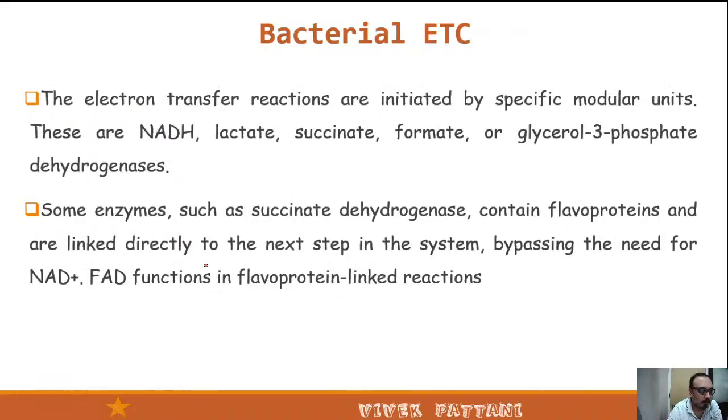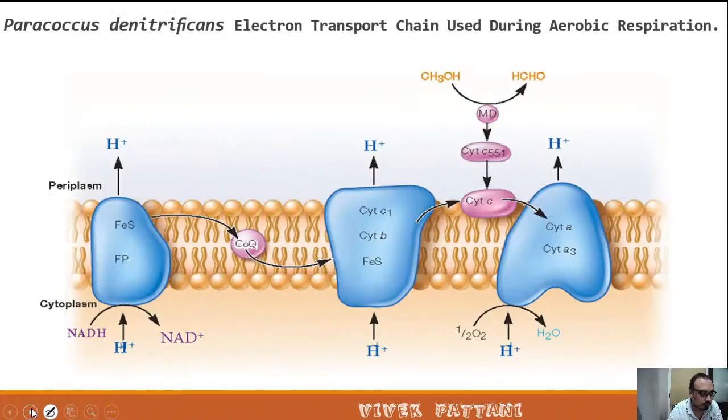So electron transfer reactions are initiated by the specific modular units. This may be NADH, lactate, succinate, formate, or glycerol 3-phosphate dehydrogenases, which are generally associated with the electron transport of the E. coli. Right now I am going to discuss the electron transport chain of the Paracoccus denitrificans under aerobic conditions.